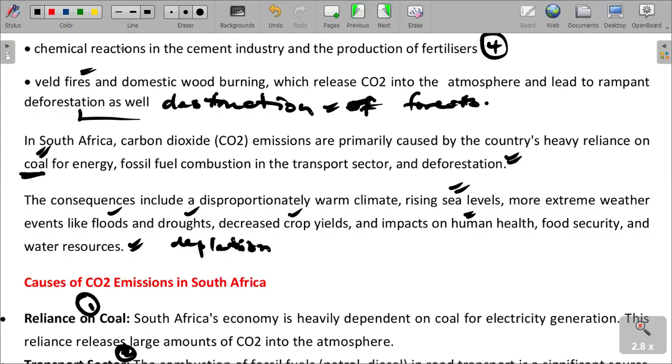So the consequences include a disproportionately warm climate, rising sea levels, more extreme weather events, for example floods and droughts, which at the end of the day will also cause decreased crop yields and impact on human health. At the same time, food security, the access to food by people, is reduced, and water resources are also reduced.